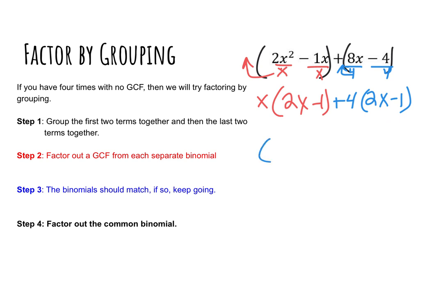And I'm going to go ahead and this time put it in the front, just to show you that it won't matter. And then my variable and constant in front will actually make the other binomial.